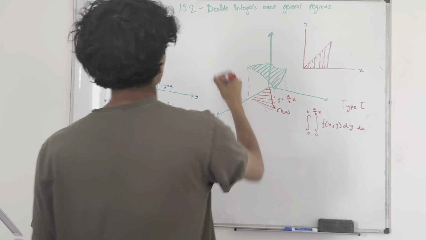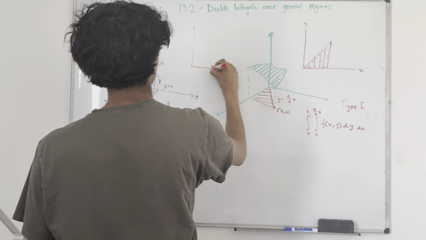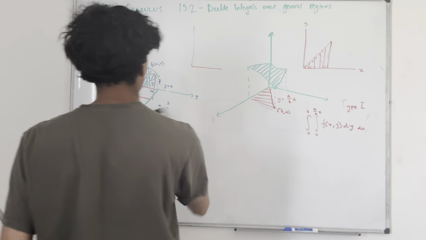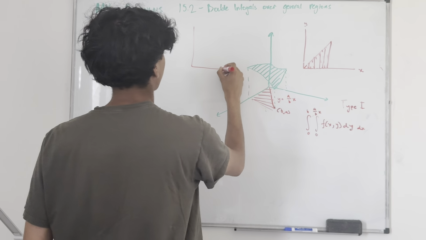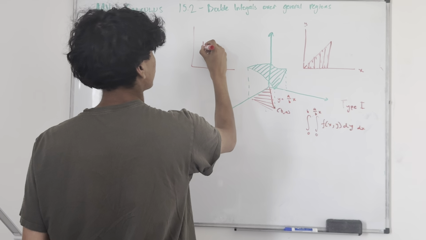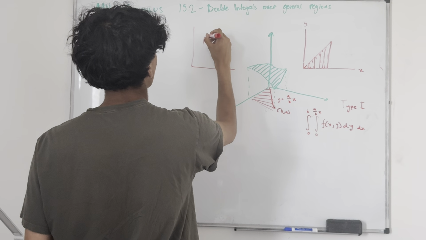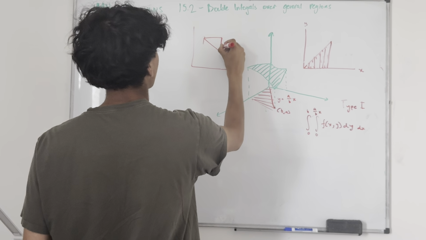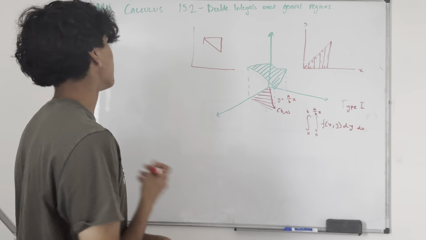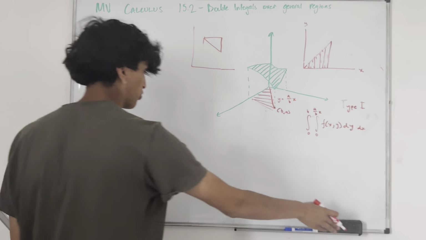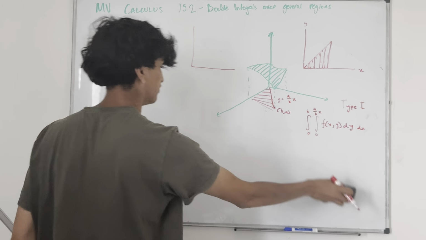Type 2 would be something more like this. So let me erase this because we don't really need this now. But for type 2, I get something more like this. Now I don't want to integrate. Oh, this could also be considered. Okay, let's make it more curvy so it's clearer this is type 2.